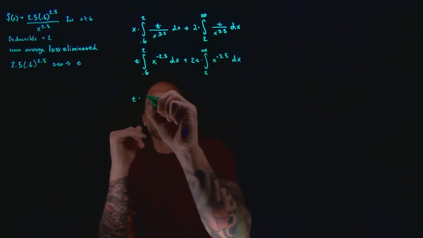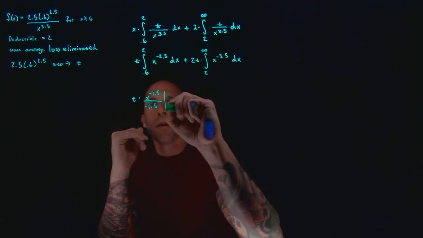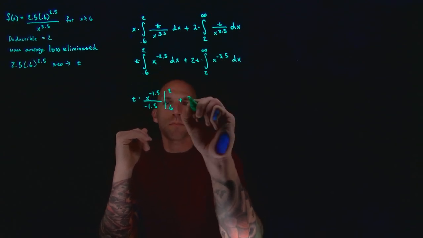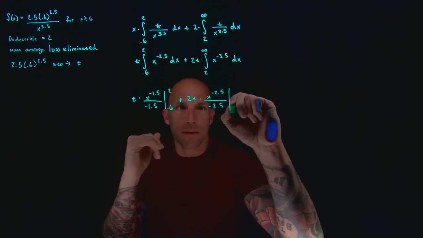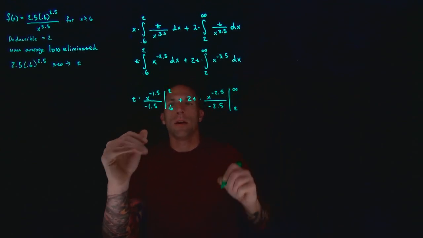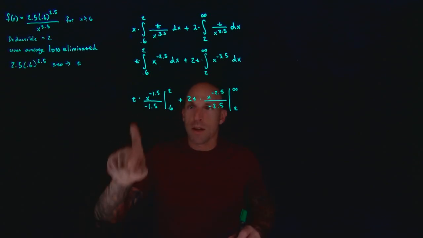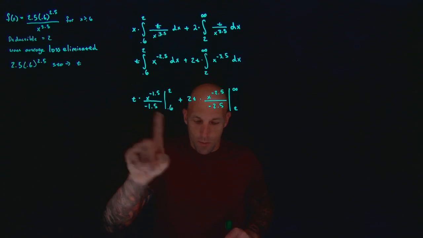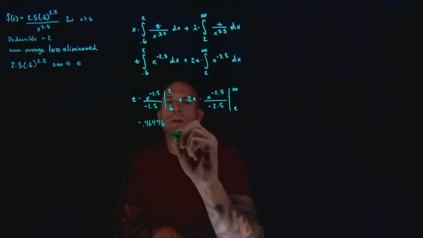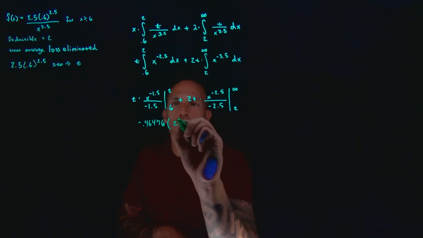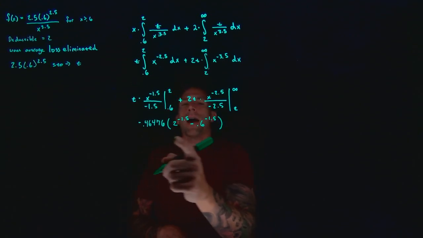Here we'll have t times x to the negative 1.5, applying the power rule here, over negative 1.5, evaluated from 0.6 to 2, plus 2t times x to the negative 2.5, over negative 2.5, evaluated from 2 to infinity. Let's handle the constants and then do the substitutions. So going back to the calculator, we do t, which we stowed away here, divided by negative 1.5 to get about negative 0.46476 times, now evaluate the integral, 2 to the negative 1.5 minus 0.6 to the negative 1.5. There's the first piece.